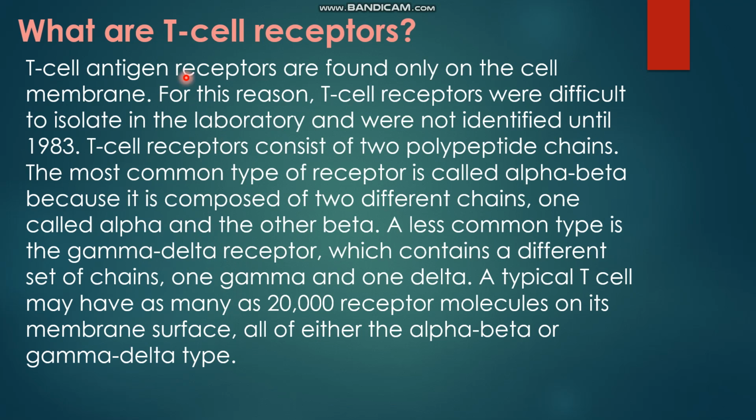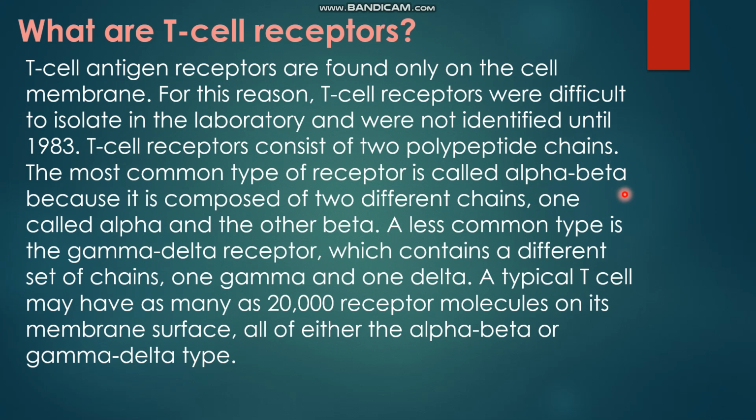Now we should note, what is T cell receptor? T cell receptor is an abbreviated form of TCR present on the surface of the T cell. They are membrane spanning proteins. TCR interacts with MHC peptide complex on the surface of antigen presenting cell or target cell. T cell antigen receptors are found only on the cell membrane. For this reason, T cell receptors were difficult to isolate in the labs and were not identified until 1983. T cell receptor consists of two polypeptide chains.